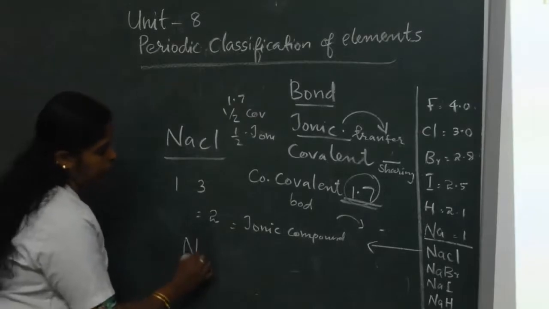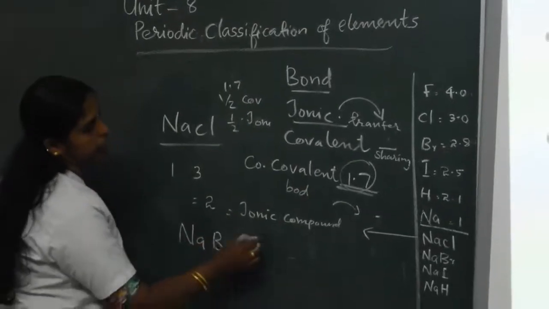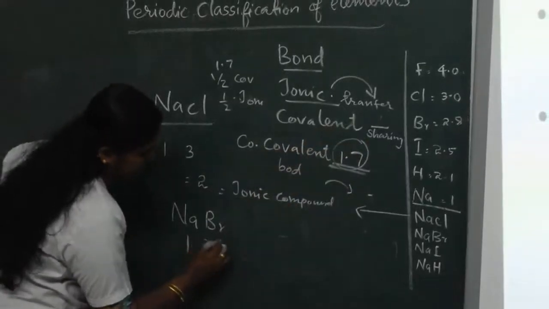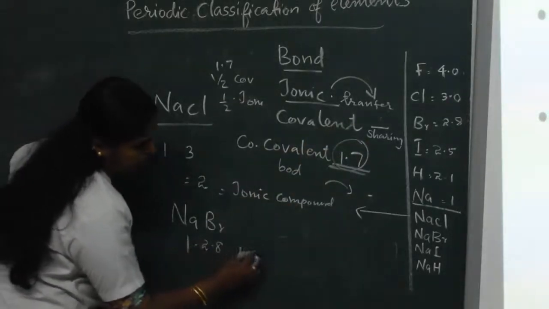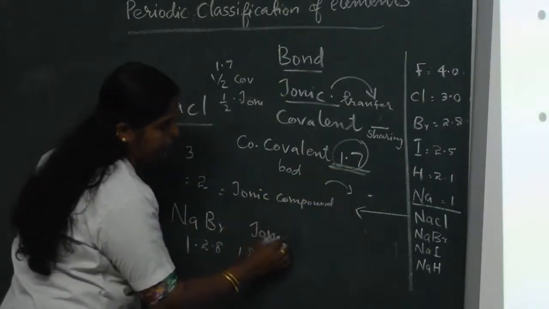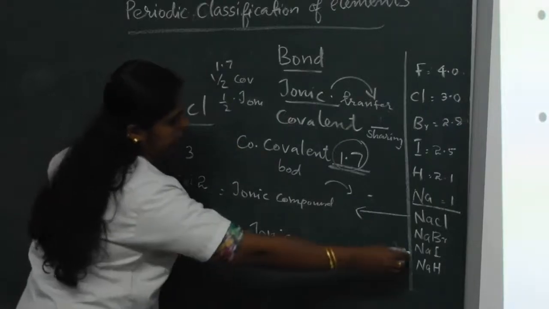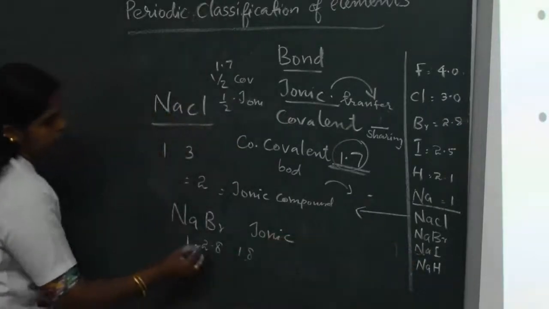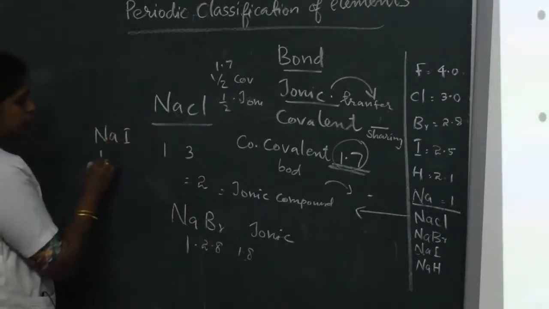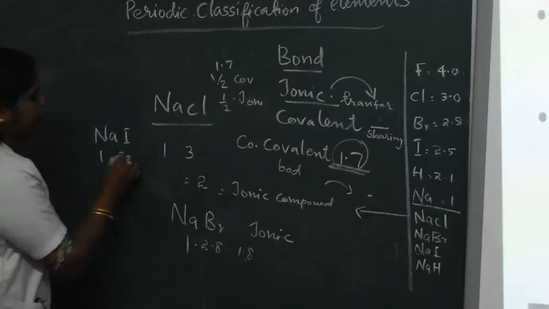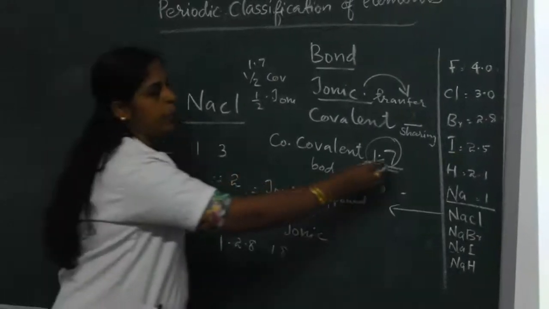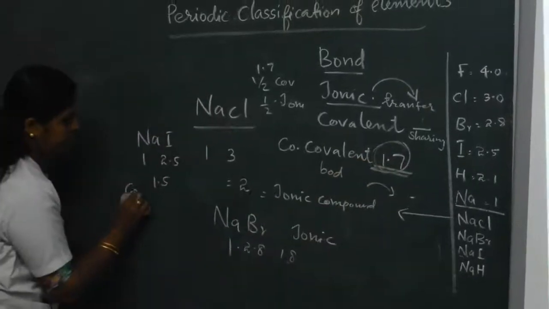Next, sodium bromide, NaBr. Sodium 1, bromine 2.8. The difference is 1.8, more than 1.7, so this one is also ionic in nature. In the case of sodium iodide, sodium 1, iodine 2.5. So the difference is 1.5, less than 1.7. So it is covalent in nature.